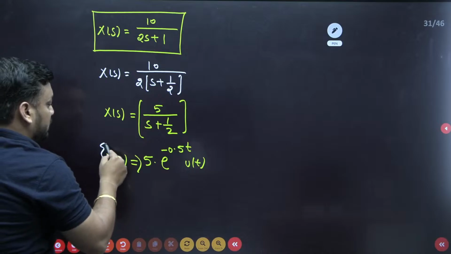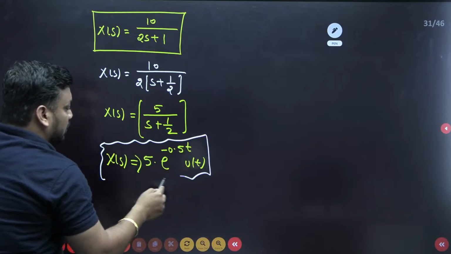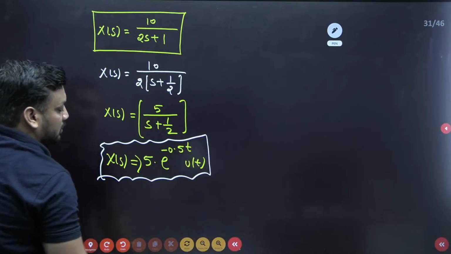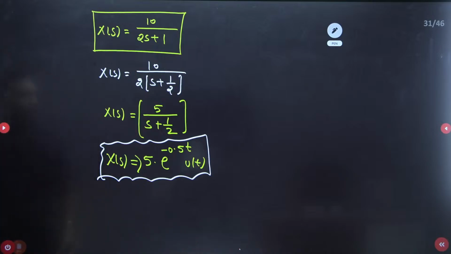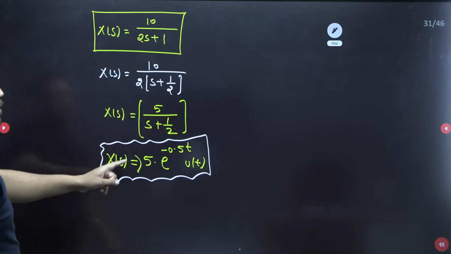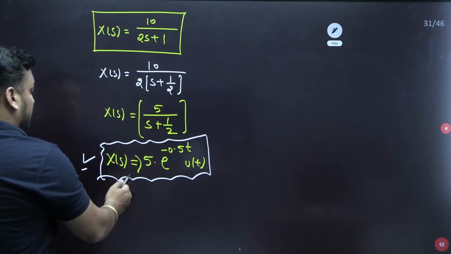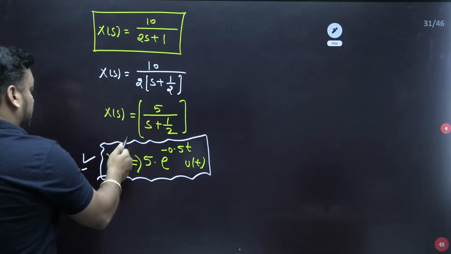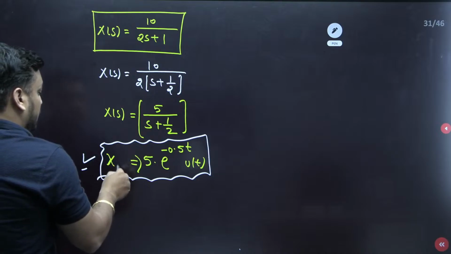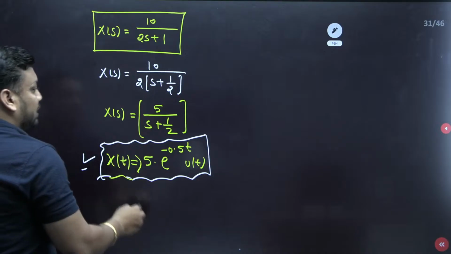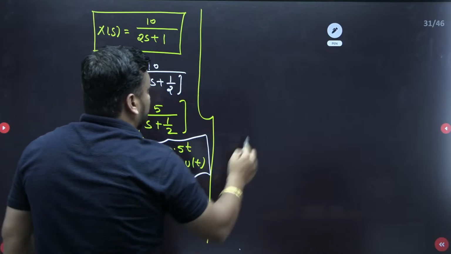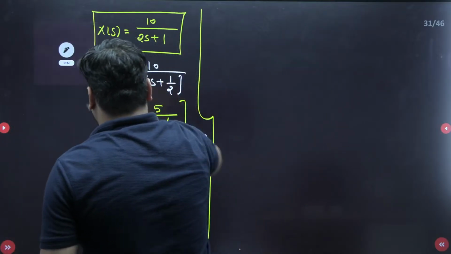Now each and every student, just reply fast. Is this crystal clear or not? Yes. So x of t is 5 e to the power minus 0.5 t u of t. This is my x of t, not x of S. This is my x of t actually. And I am looking for x of n. I am looking for x of n. This is x of t.